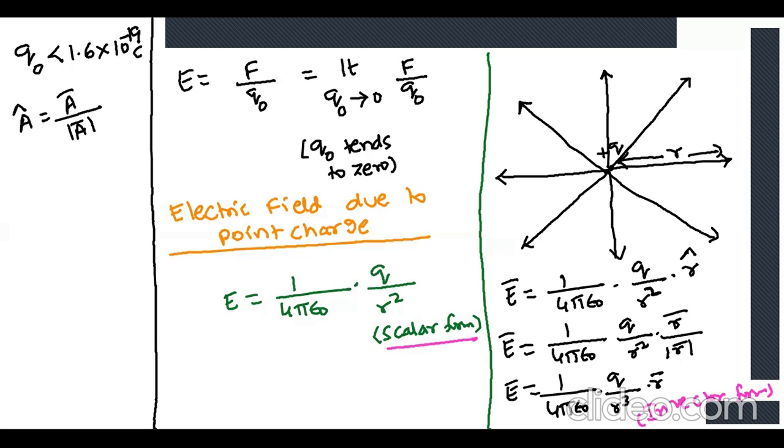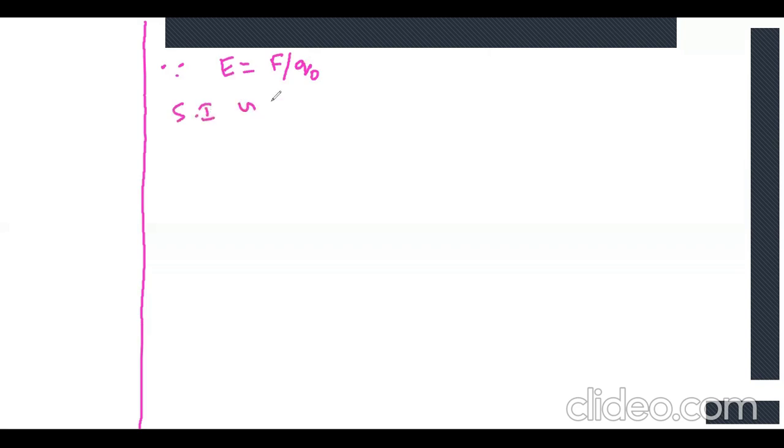Vector form and scalar. Since electric field E equal to F by Q naught, SI unit of electric field is Newton per Coulomb. SI unit of electric field equal to SI unit of force by SI unit of charge.